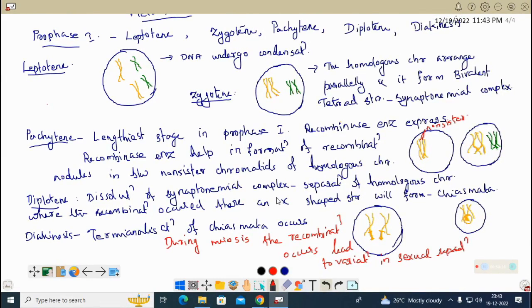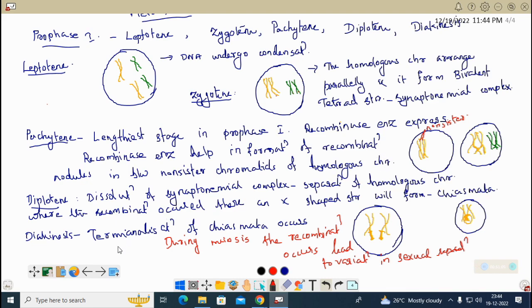Next is the pachytene stage, the lengthiest stage in prophase 1. There is an expression of recombinase enzyme. That recombinase enzyme helps in the formation of recombination nodules between the non-sister chromatids of homologous chromosomes. Recombination nodule formation is like this, and it will undergo recombination. Because of this pachytene stage only, variation occurs in the progeny in sexual reproduction. The progeny varies from father and mother because of this pachytene recombination.